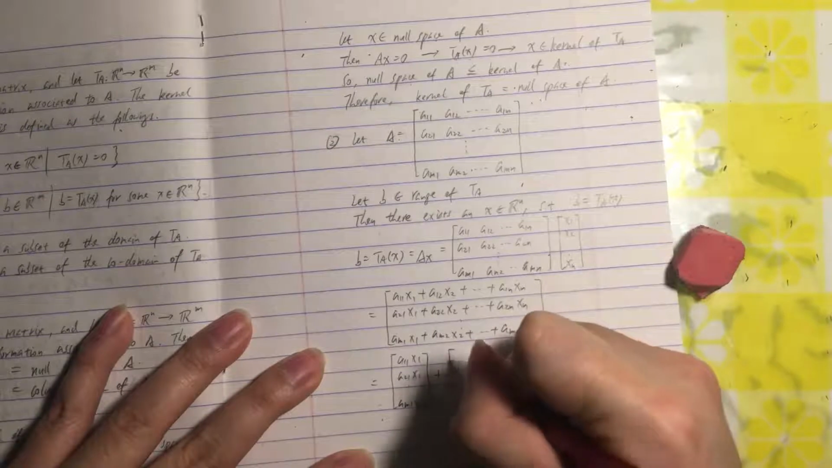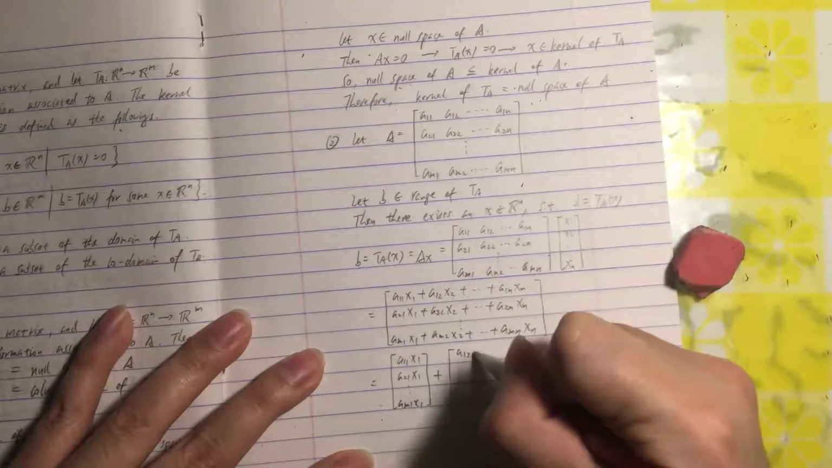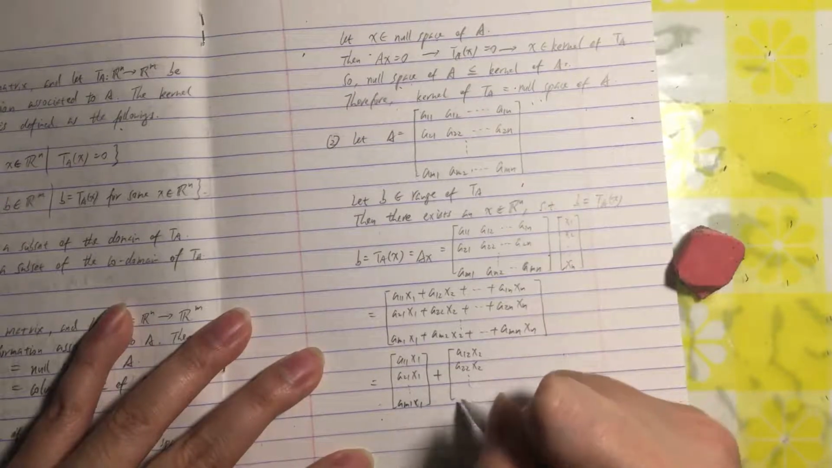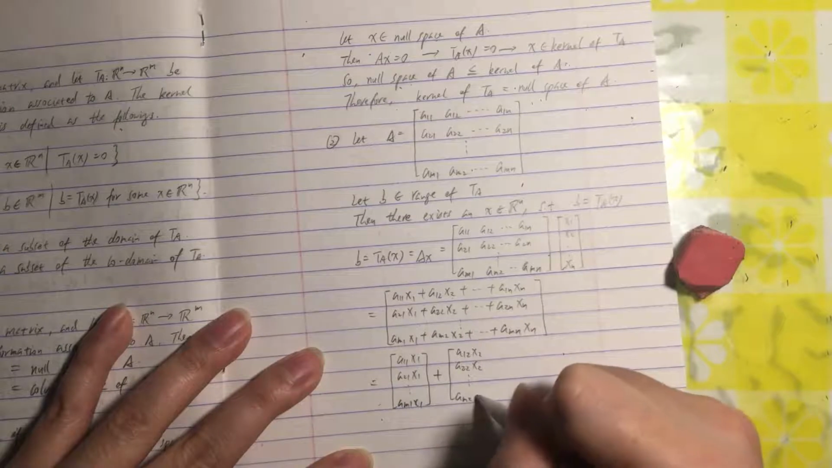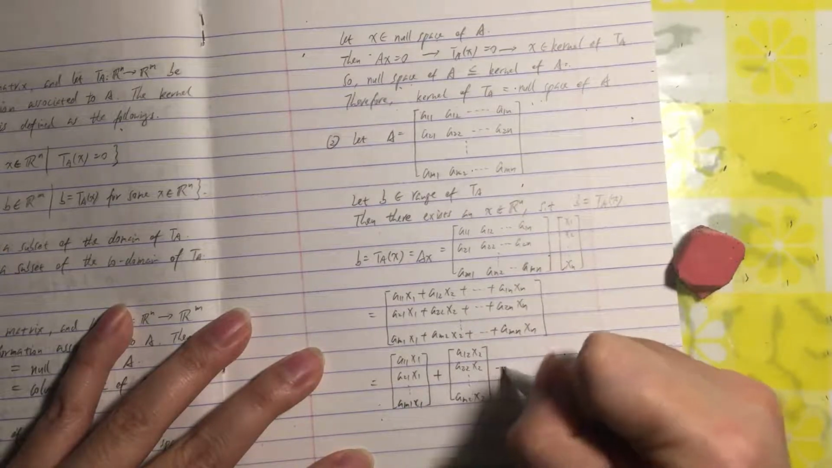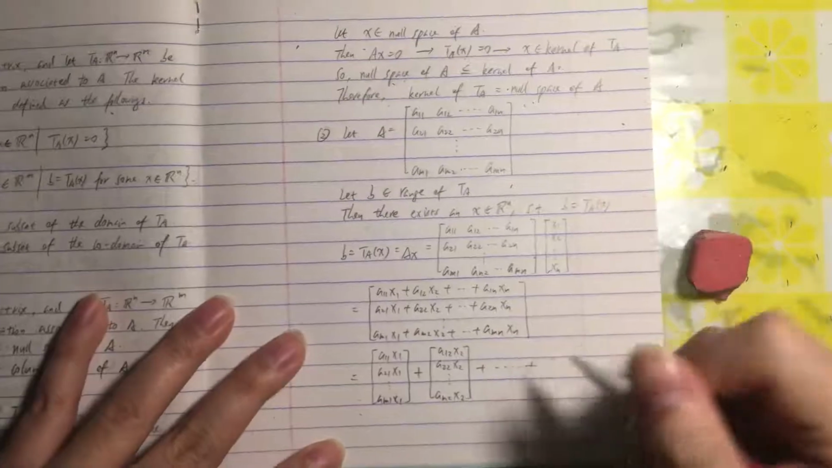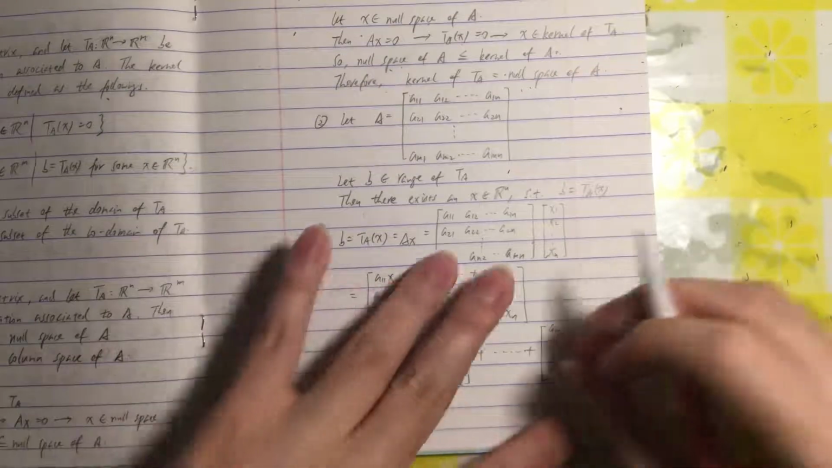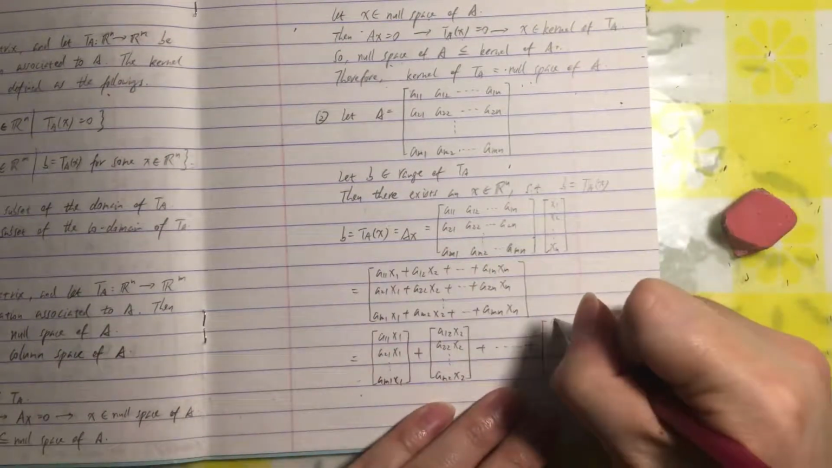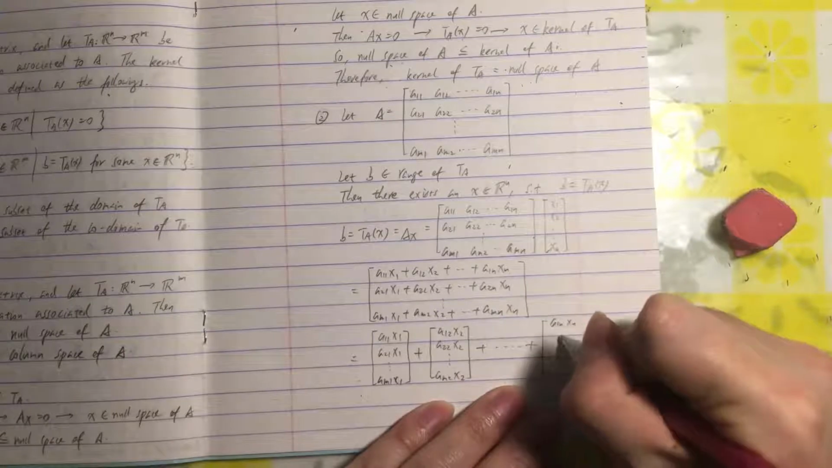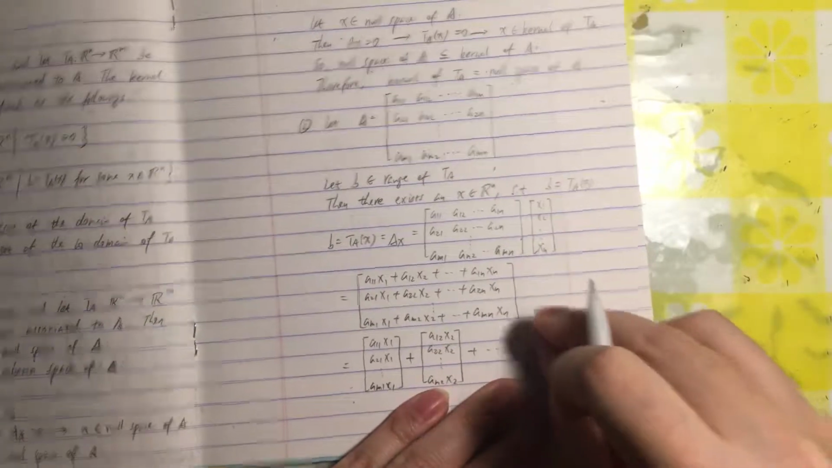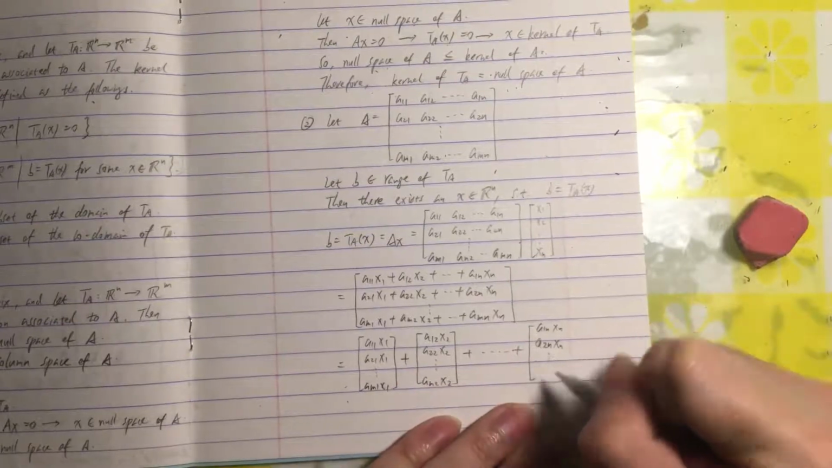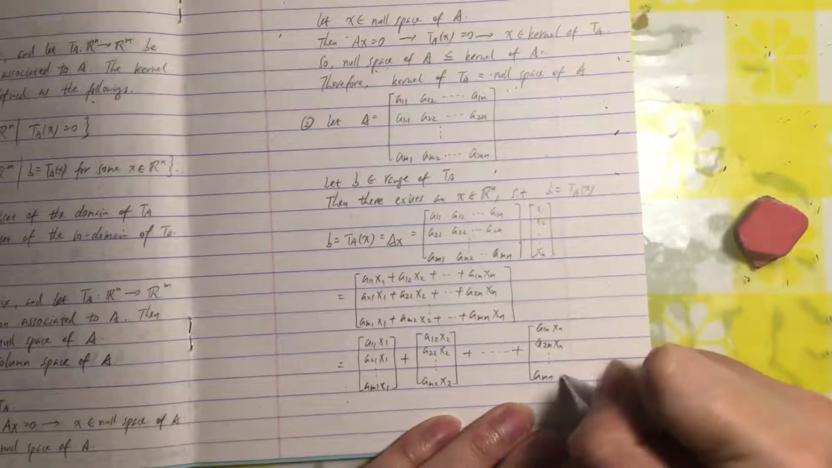Second column is A12 times S2, A22 times S2. Continue. Last row is AM2 times S2, plus until the last column. Last column is A1n times Sn, A2n times Sn, and AMN times Sn.